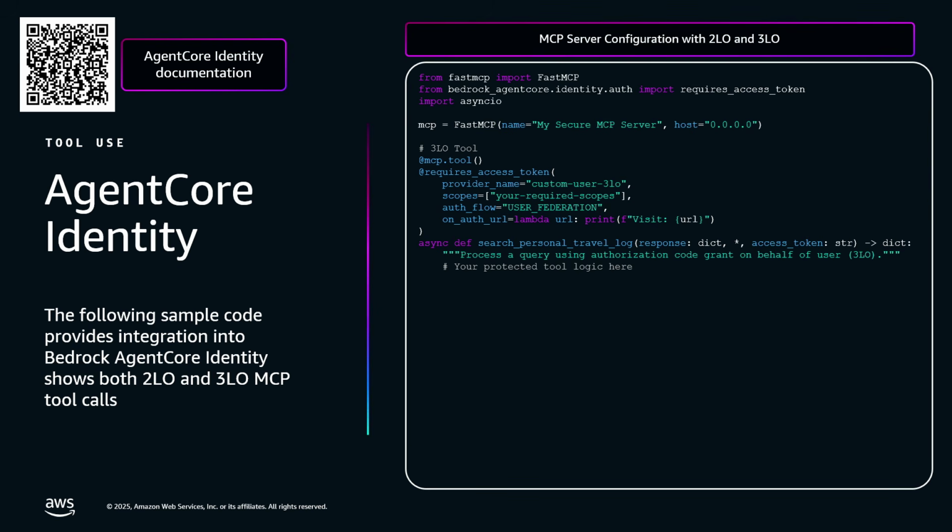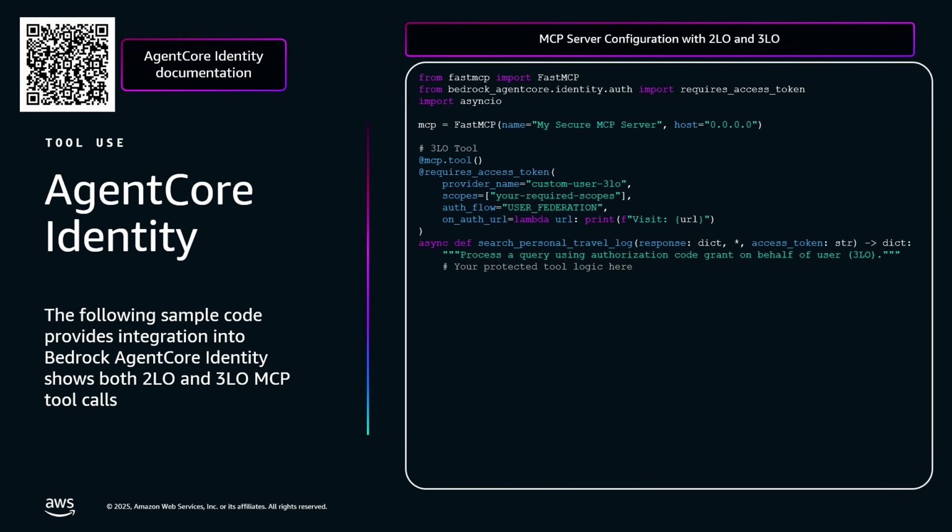So in this case, if we have a tool that is going to search a personal travel log for a variety of information, like "here's what I did in Vegas on this date and time," of course that should be locked down so only authorized principals can access it. So here's an example of using, again, that FastMCP Python library.